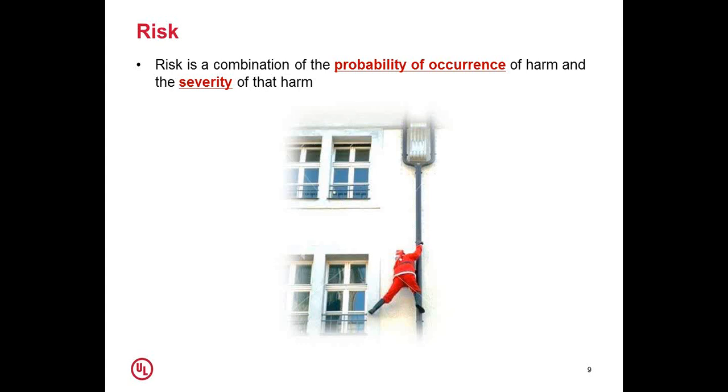But if he has reached the top of the building, the 27th floor, and now he is trying to jump onto the balcony there, then the severity is huge. He cannot survive at any cost. So when we are assessing a risk, it's a combination of the probability of occurrence and the severity of that harm. Okay?